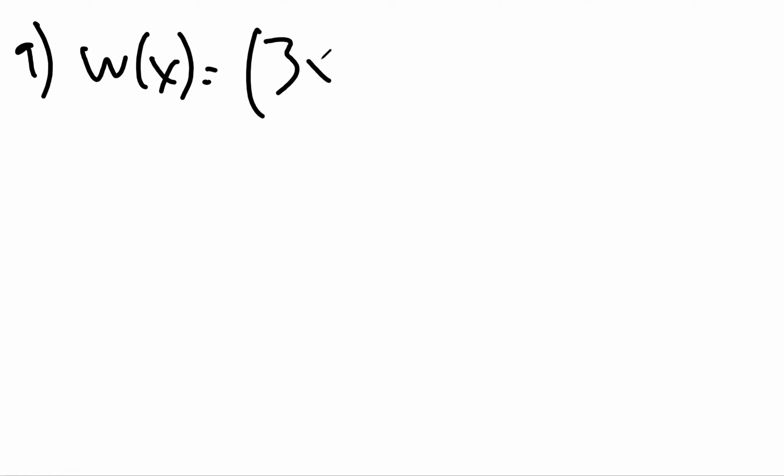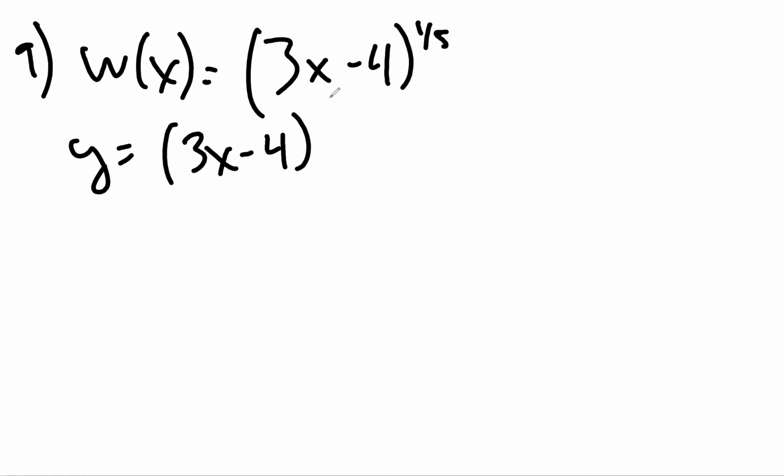Okay, number 9, moving right along. We're going to get w of x equals (3x minus 4) with the exponent 1/5 on the outside of the parenthesis. So I will rewrite this as y equals 3x minus 4 to the 1/5, and I switch the x and the y location.